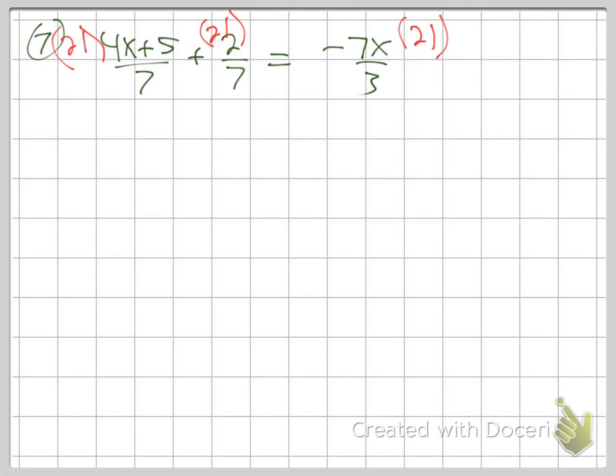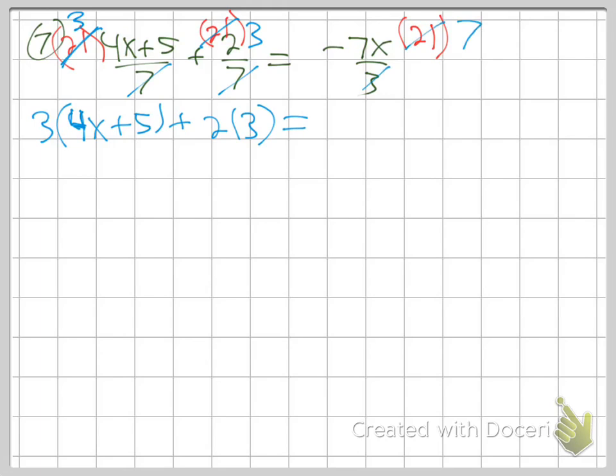That's legal to do. I'm doing the same thing to both sides of the equation. They were equal before. You treat them the same. They got to be equal. Right? And then cancel. 7 goes into 21 how many times? 3. So this comes down as 3 times (4x plus 5). Plus 7 goes into 21 3 times, so this comes down as 2 times 3. 3 goes into 21 7 times. This comes down minus 7x times 7. Let me hold right there. That's the most important step.